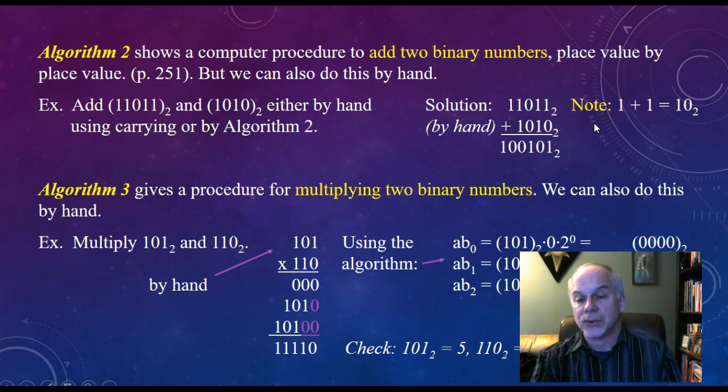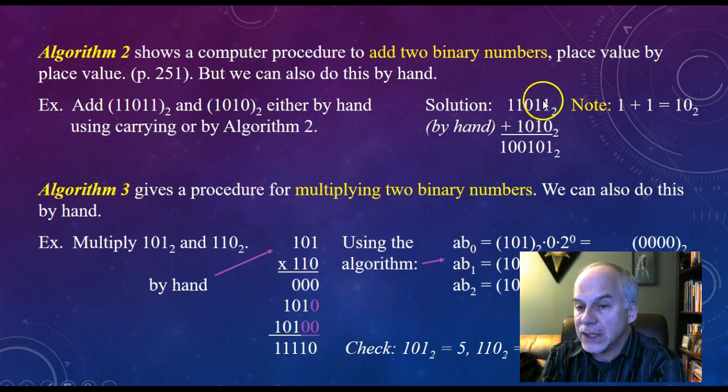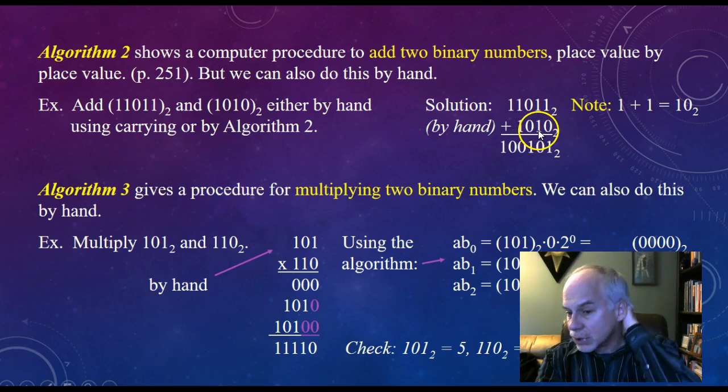Now, if we were to want to check this to make sure it's correct, what we could do is convert each of these numbers into base 10 and then just add them together. Now, this number, let me think for a second. This is 16 plus 8, which is 24, plus 2, which is 26, plus 1, which is 27. So this is adding the number 27. And then 1010, that is 8 plus 2, or 10. So we have 27 plus 10, which is 37.